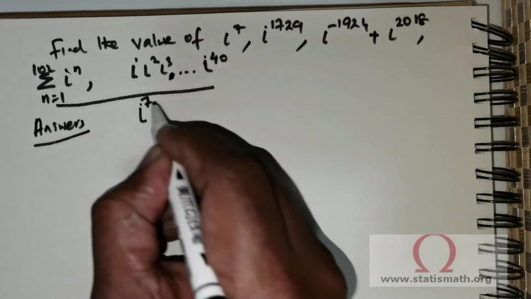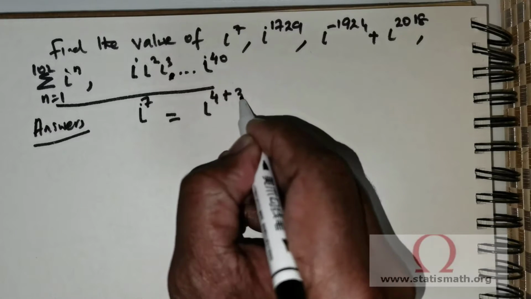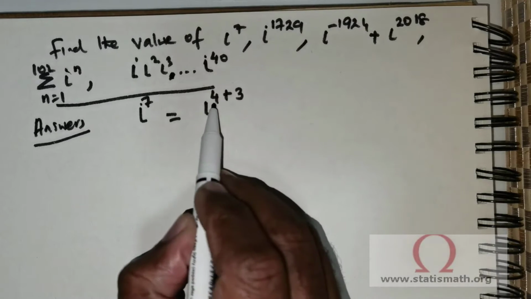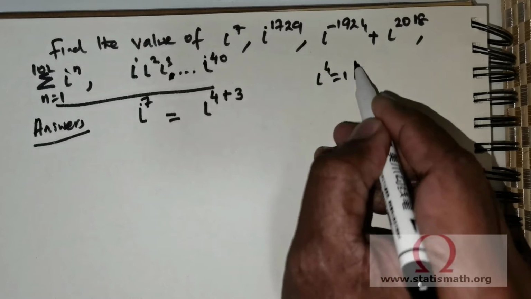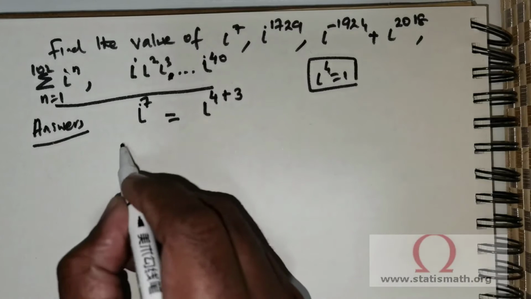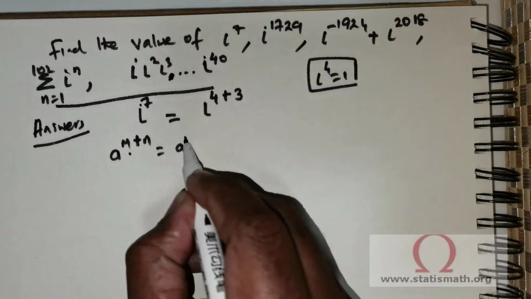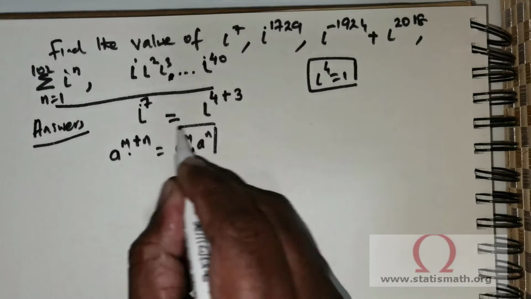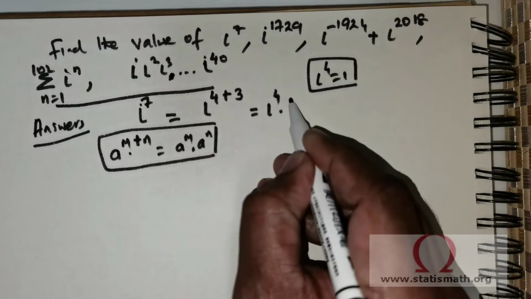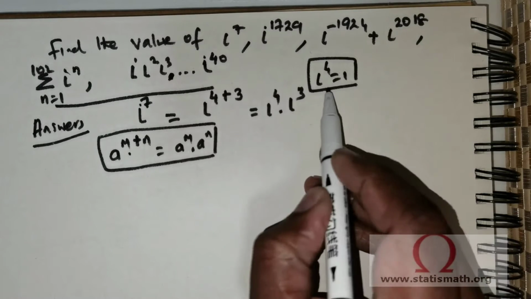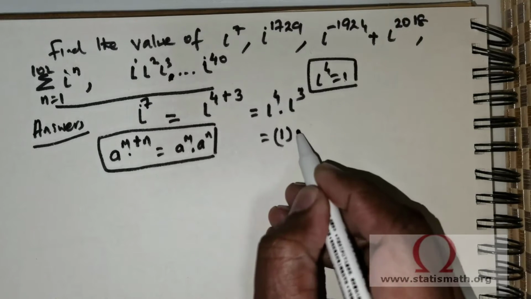So i to the power 7 is rewritten as i raised to the power 4 plus 3. Always try to use the value of i raised to the power 4, which is equal to 1. Now I know a formula that a raised to the power m plus n is a raised to the power m times a raised to the power n. So using this formula, this is going to be i raised to the power 4 times i raised to the power 3. Now i raised to the power 4 is 1, so it's going to be 1 multiplied with i raised to the power 3.